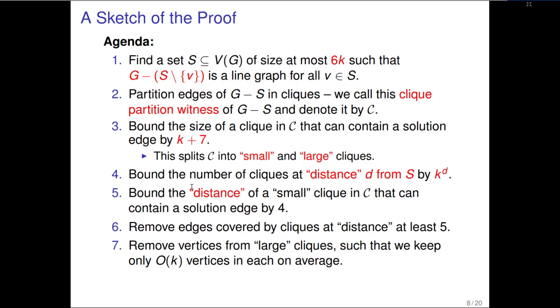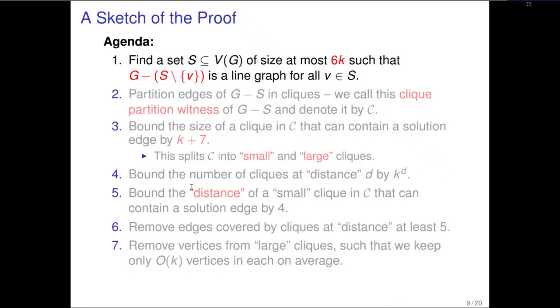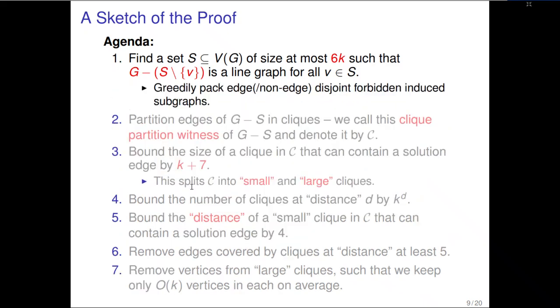Okay, so let us go through the proofs now, step by step. The first step is relatively simple. We will use the forbidden induced subgraph characterization, and we will greedily pack edge or non-edge disjoint forbidden induced subgraphs, meaning that two induced subgraphs are disjoint even if they share exactly one vertex.